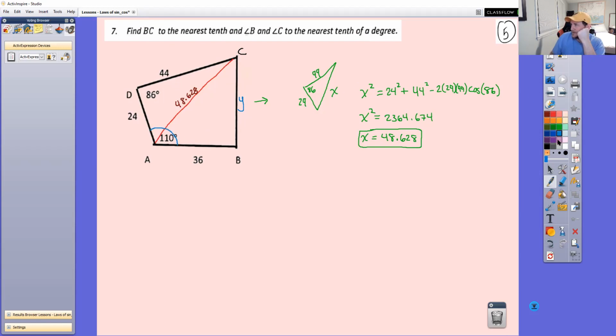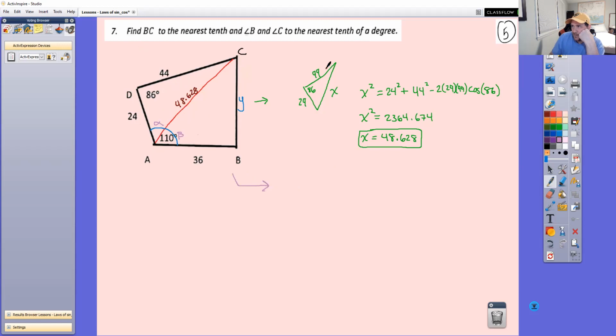So the next little stumbling block was we know that the 110 has been split into two angles. You've got sort of an alpha piece and a beta piece. So actually, to solve for Y, we need to know beta. But we can't find beta yet because we don't have enough information about it. But if we go back to triangle DAC, we can find alpha because we do have the 24, the 48.628, and the 44. So that means we're going to take a detour before we can solve for Y.